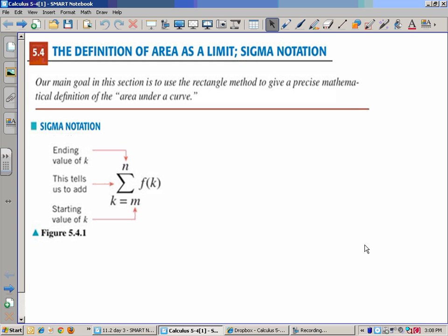All right, so today we're going to talk about 5.4. This is your homework for the weekend. And the main goal here is to come up with some formulas for using an infinite number of rectangles to find a way to come up with a precise definition for the area under the curve. Okay, that's our main goal.